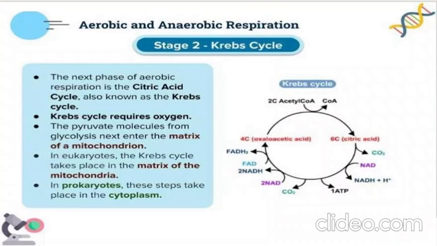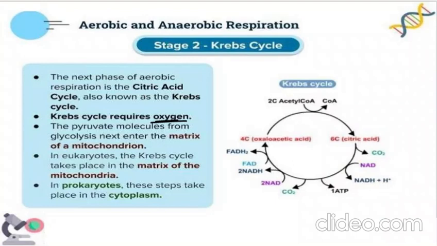Stage number two is the Krebs cycle. What is the Krebs cycle? It's an interesting cycle. Understand very clearly: it is the next phase of aerobic respiration. It is also known as the citric acid cycle. Citric acid cycle or Krebs cycle, they are one and the same thing. The Krebs cycle needs oxygen. Glycolysis, no oxygen. Krebs cycle, oxygen is required.